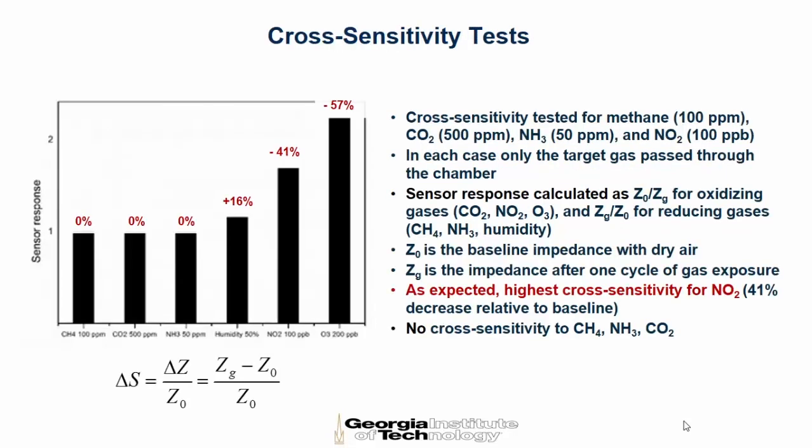However, sensitivity to nitrogen dioxide was quite high. It was 41%. So we did a cross-sensitivity analysis of different molecules. We found that methane, carbon dioxide, and ammonia had no cross-sensitivity. They had no interference. But the biggest contributor was nitrogen dioxide, and humidity was marginal, so it can be calibrated out. So in conclusion, this sensor is sensitive to ozone. It gives a very good response, but it is also sensitive to nitrogen dioxide. So that's not so good.